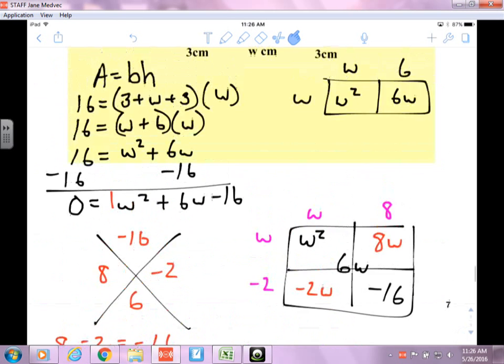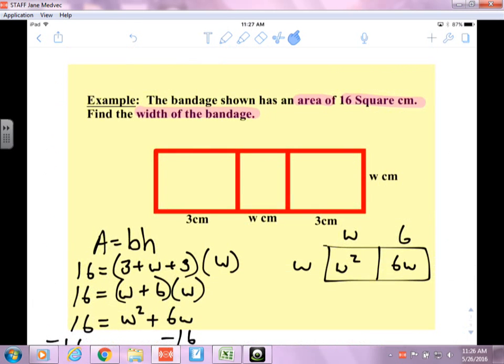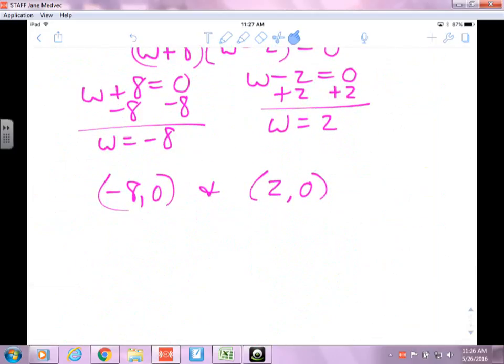Let's go back up to the original equation. There's a problem that says the bandage shown has the area of 16 square centimeters. Find the width of the bandage. Did I find the width of the bandage? Okay. How would I go about finding the width of the bandage using what I have? W is the width. I have two answers. Which one's the right one, or are they both right?